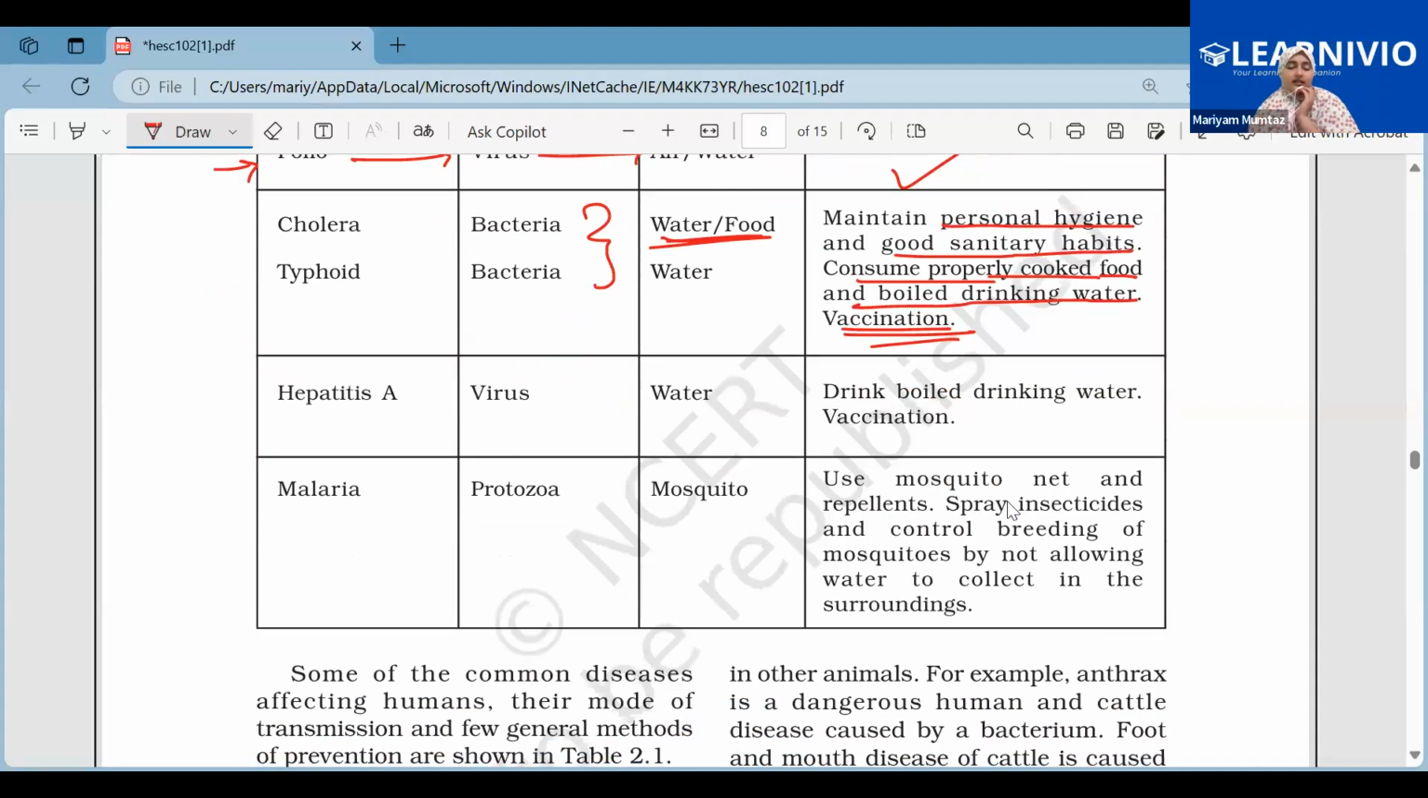Lastly, there is malaria. Now, malaria is a disease caused by a protozoan, and it is carried by the mosquito. So when mosquitoes go from one human to another human, they transfer these protozoa, this malarial pathogen, which is called plasmodium. That plasmodium gets transmitted, and that is how a person gets malaria. Any doubts up until now, dear? No, ma'am.